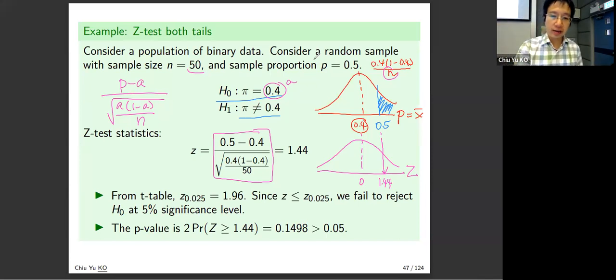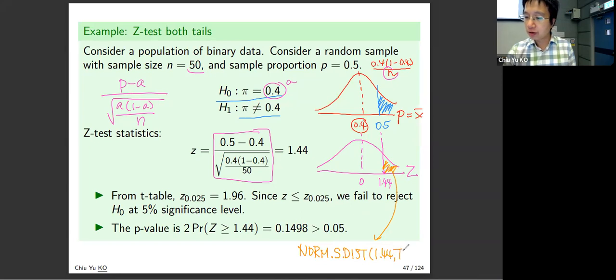And the question, again, you just try to check if this guy is more than or less than half of alpha, right? Or you calculate double of this area. So this area is the normal. By now you should know very well, as this, 1.44, true. Do remind yourself, it should be 1 minus, but remember, multiply by 2. So that is very tricky. That's the p-value.